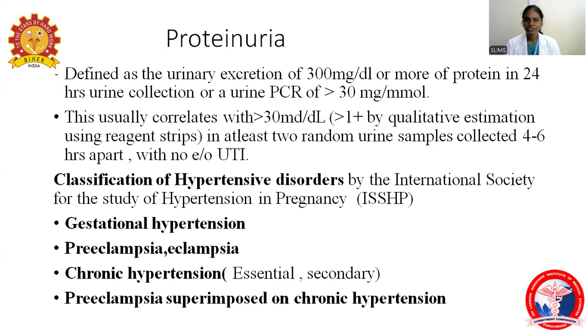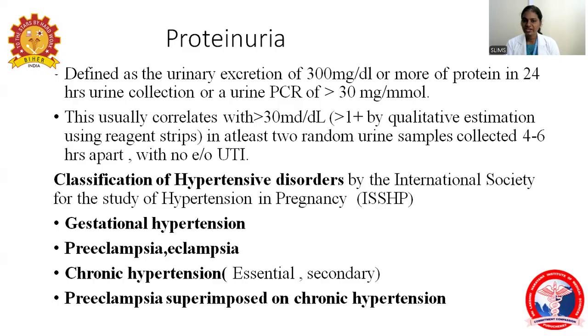Coming to proteinuria. It's defined as urinary excretion of 300 milligrams or more of protein in a 24-hour urine collection, or a urine spot PCR of more than 30 milligram per millimole. It usually correlates with more than 30 milligram per deciliter, that is, more than 1 plus by qualitative estimation by reagent strips. At least 2 random samples should be positive, done 4 to 6 hours apart, with no evidence of urinary tract infection.